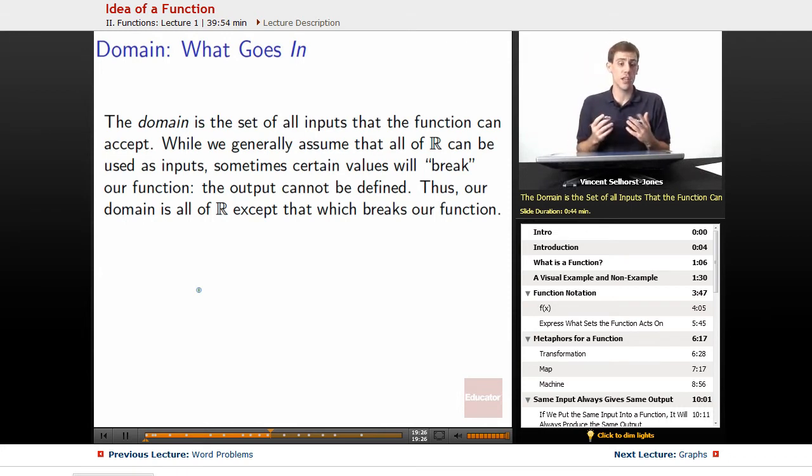Occasionally, we might actually be given an explicit domain, like just evaluate it from -3 to 3 and forget everything beyond those -3 and 3 values. But normally, we're going to assume all of R except those things that break our function.